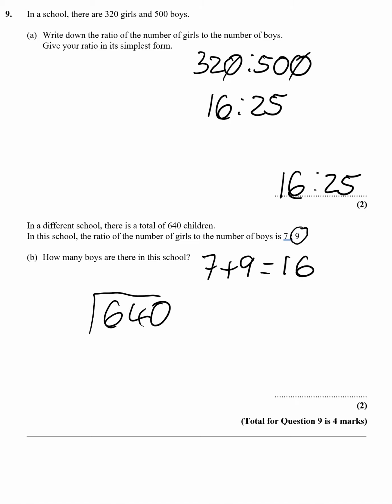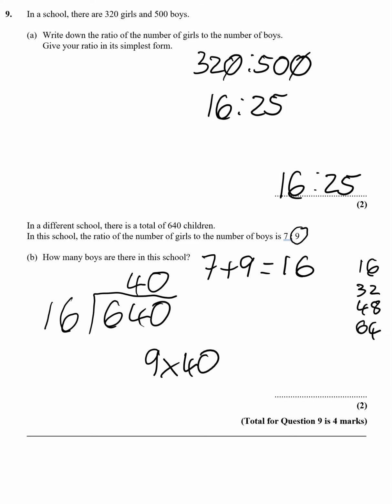Okay, and then we need to do 640 divided by 16, which goes, let's just see, 16, 32, 48, 64. So it's 4 16s. So actually, every time there is 1, you get 40 children, but we want 9 parts, 9 bits for the boys. So we need to do 9 times 40, so actually there's 360 boys. And then if we wanted the girls, we'd have to do 7 times 40. Okay, so 9 times 40, 360.